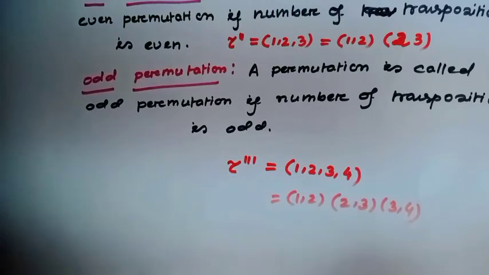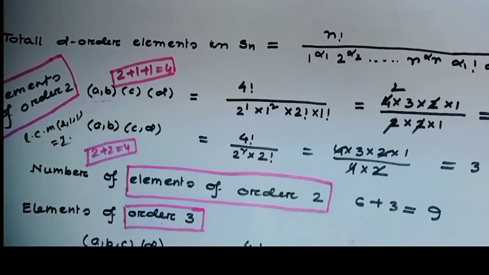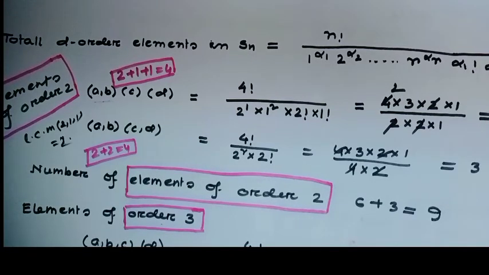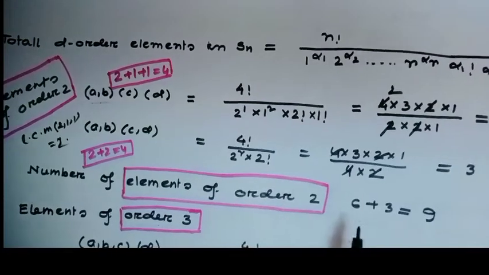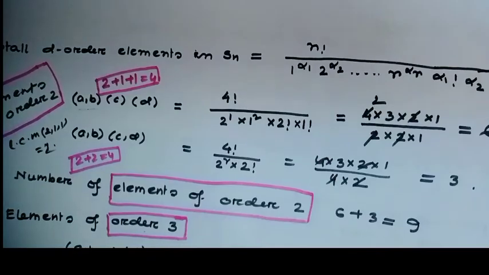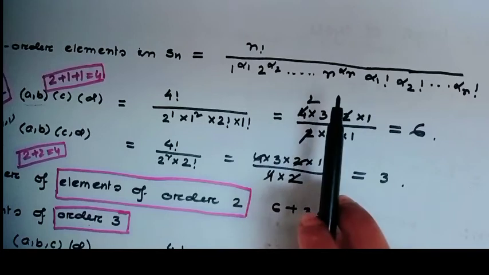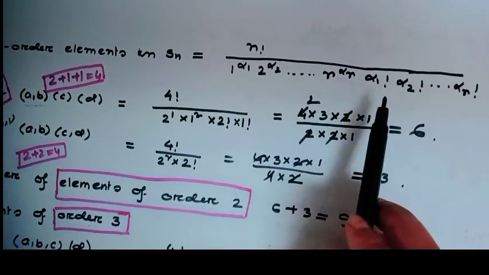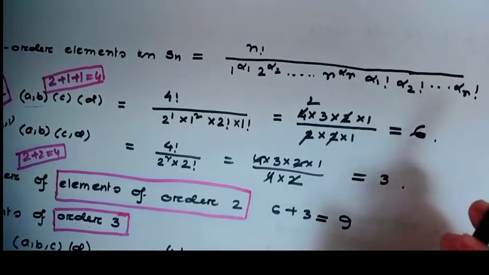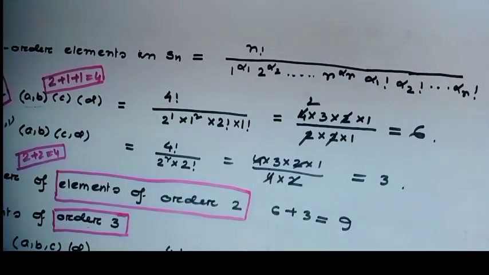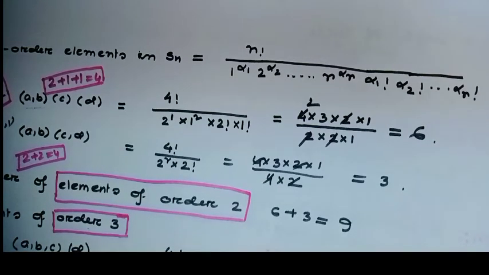Are you getting? Well, there exists a nice theorem for how to find how many elements exist in Sn of a particular order. The theorem is n factorial over 1 to the power alpha 1, 2 to the power alpha 2, up to r to the power alpha r, times alpha 1 factorial, alpha 2 factorial, up to alpha r factorial. What is alpha 1, alpha 2? I will show with just an example.